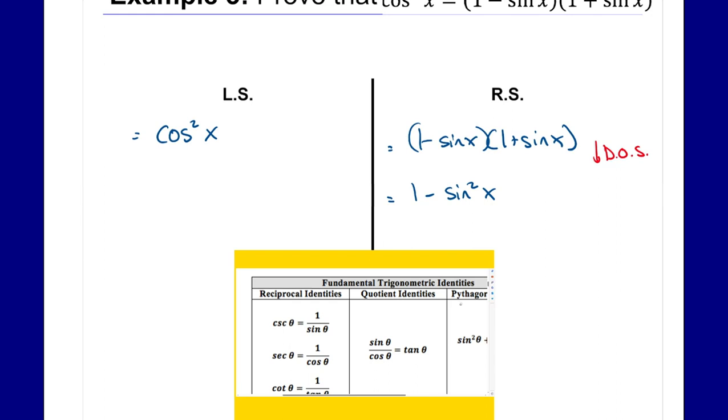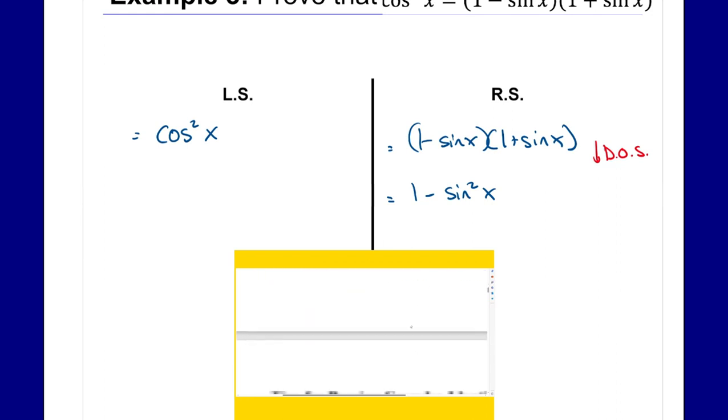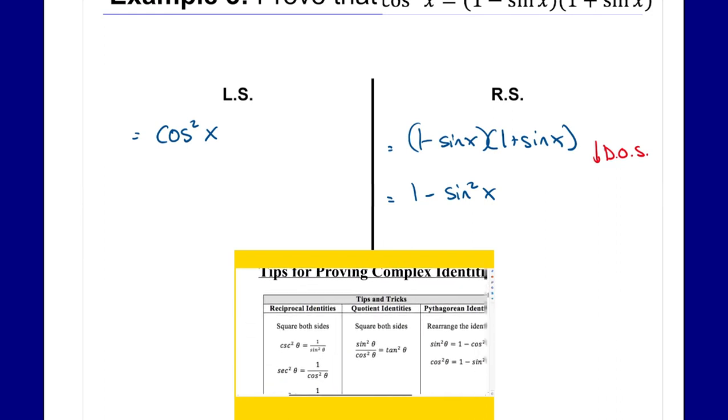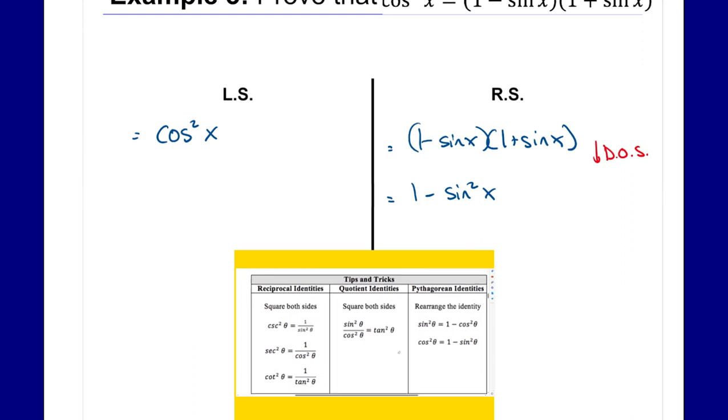Okay, so I'm dealing with squared, so let me go down and look at some of my trig identities that have been squared. I do have a cos squared x here. And oh, it does happen to also be the exact same thing that I'm looking for. So in this case, I can use the Pythagorean identities. Cos squared x is the same thing as saying 1 minus sine squared x, right?